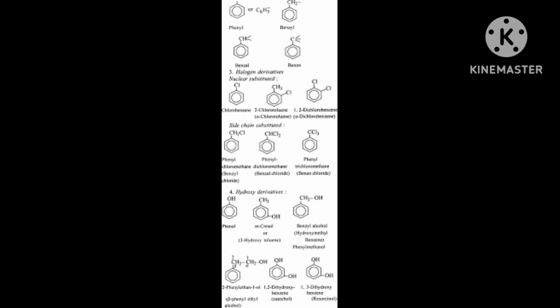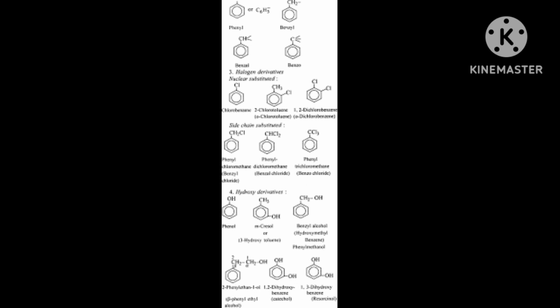Third example: now an NH2 group is attached to benzene. Then popularly it is known as aniline. The common name is aniline. And the IUPAC name is aminobenzene, because an amino group is attached to benzene.